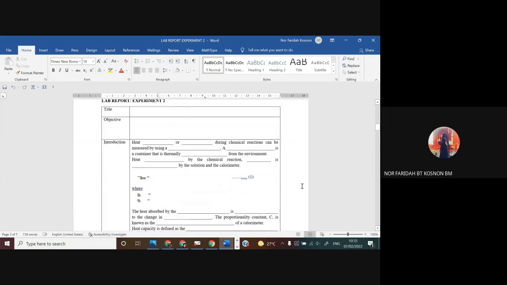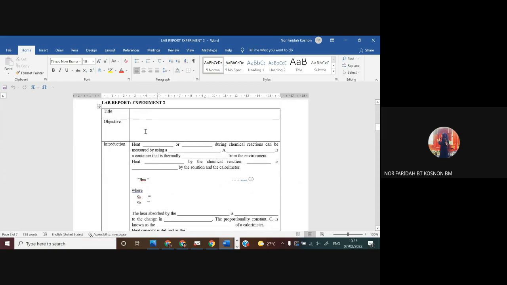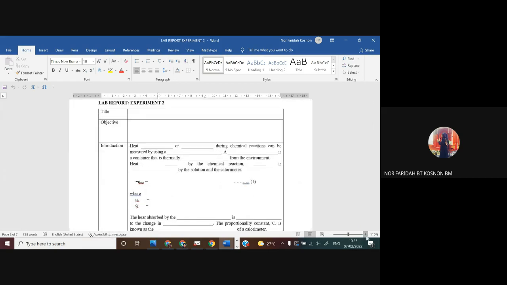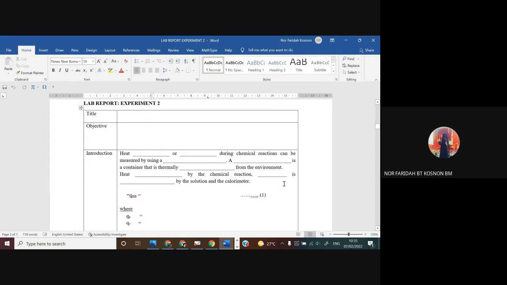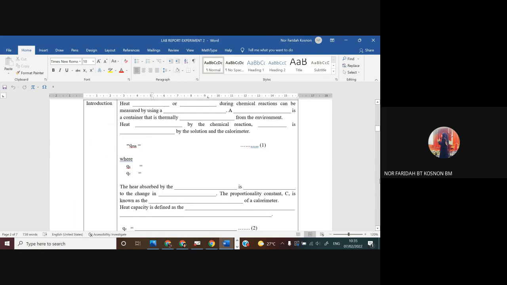Okay, jadi untuk title, objektif ni tak boleh nak lengkapkan. And then untuk introduction, you have to go through the lab manual. Okay, dan mana-mana yang empty spaces tu you kena completekan. Because ni tersalah ni, the heat actually. Nanti kalau you buat mana yang tersalah eja tu, you kena betulkan lah. The heat absorb. Okay, the heat absorb dan seterusnya.